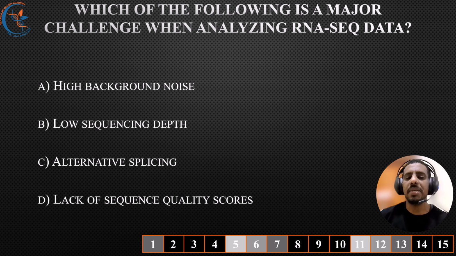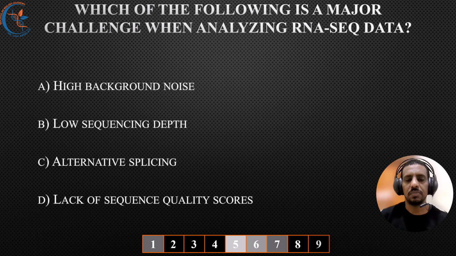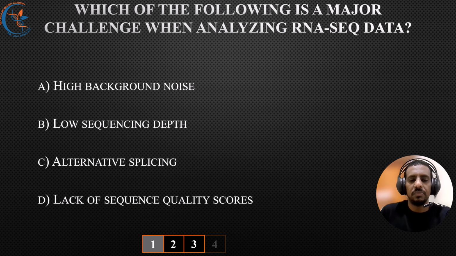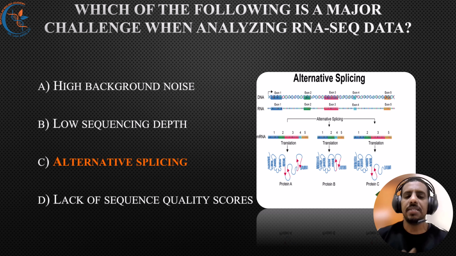Okay, next question. Which of the following is the major challenge when analyzing RNA sequencing data? The correct answer is alternative splicing. Actually, alternative splicing allows one gene to produce multiple RNA variants, which complicates RNA sequencing data analysis. So, distinguishing these splice forms correctly is the major challenge in transcriptome studies.